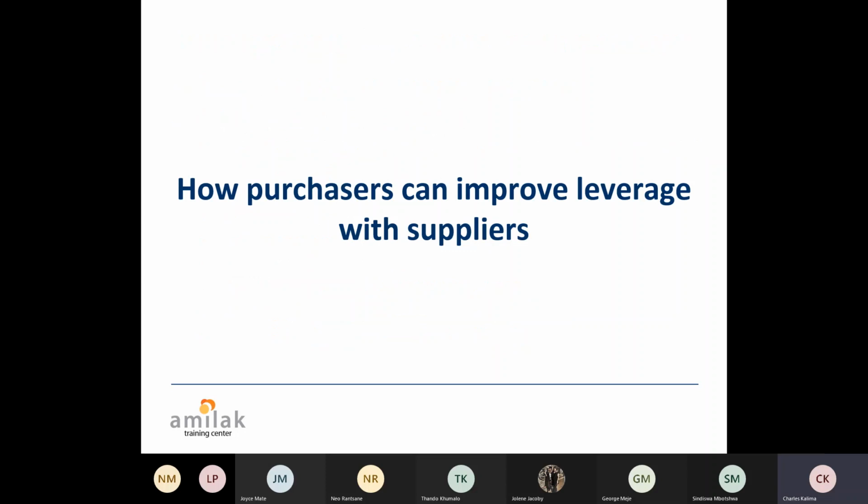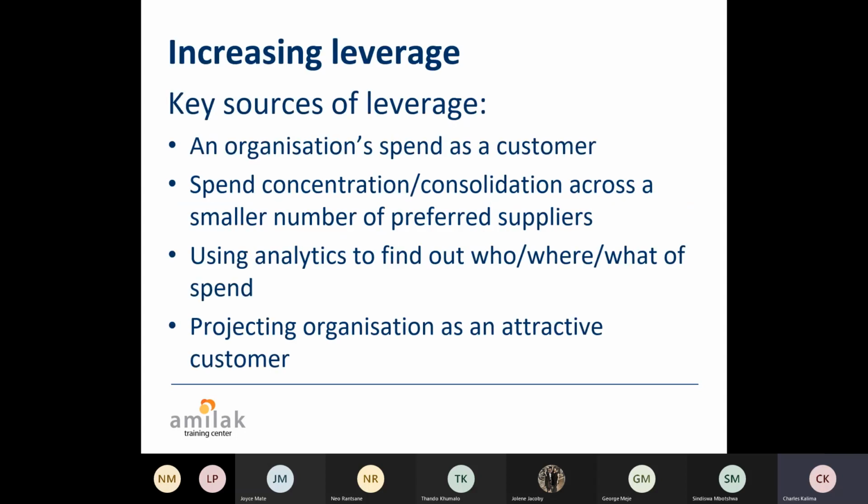How purchasers can improve leverage with suppliers. So we'll dive into how you can improve your power so that you have more bargaining power, and the balance of power is on your side. So other than doing proper analysis, you understand the macro environment which the supplier is operating in, the micro environment which affects the industry, and the one-to-one relationship which is determined by the Kraljic matrix. Then you look into areas where you can improve leverage.